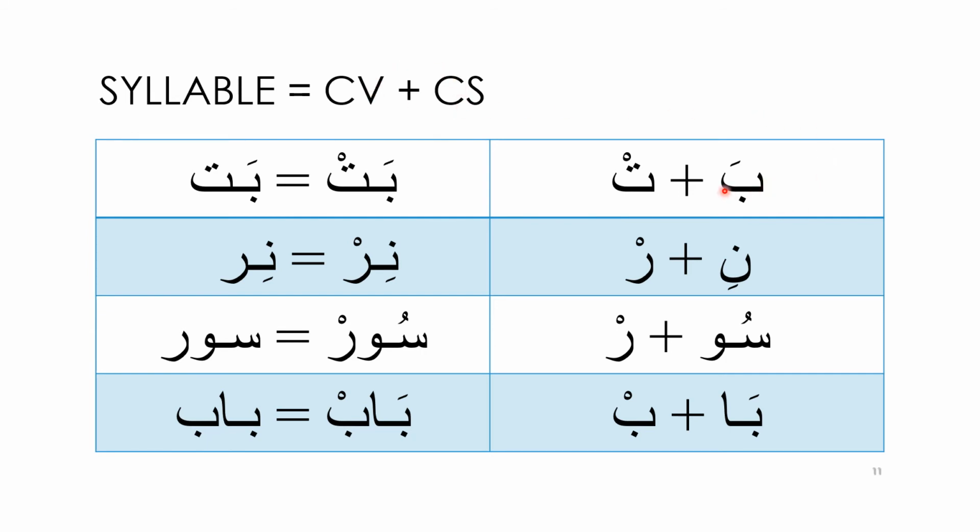Examples: this ba with the short vowel a plus ta with sukun, bat. This noon with the short vowel e plus ra with sukun, nir. This sin with the short vowel u followed by the extension of the long vowel u plus ra with sukun, sur. This ba with the short vowel a followed by the extension of the long vowel a plus ba with sukun, bab.